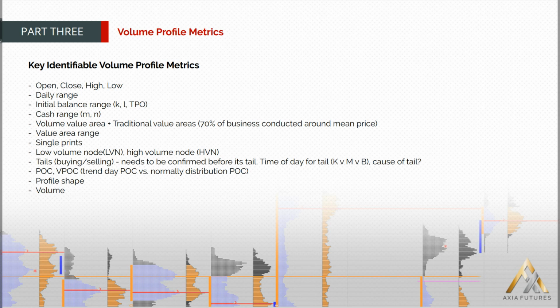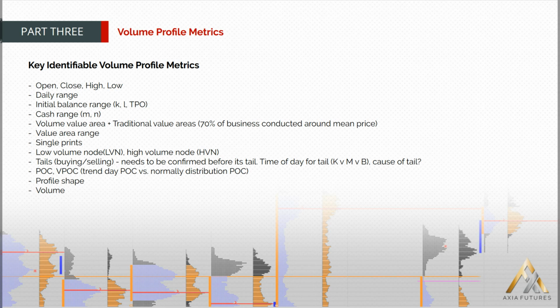We then have the profile shape. What is the shape of the distribution? Now this can be a number of different shapes, and again we will talk about this extensively down the line. We're merely identifying the key metrics found within a traditional volume profile. And last but not least, the volume.